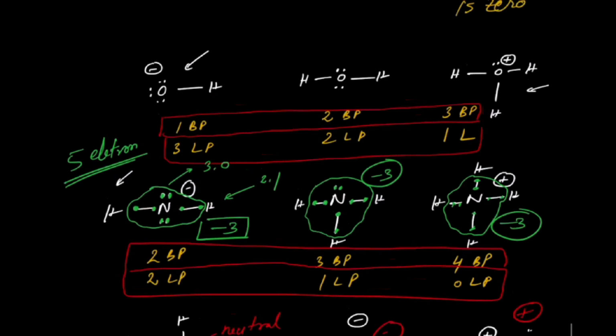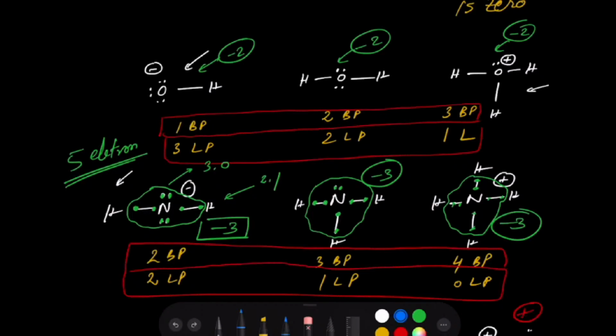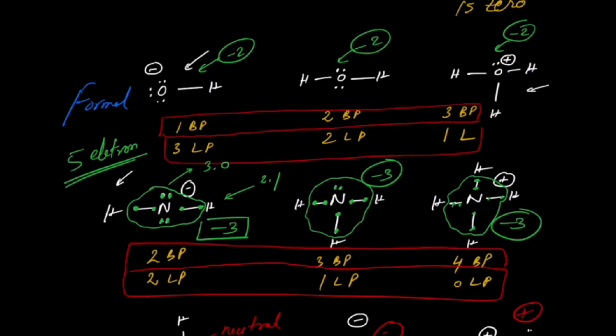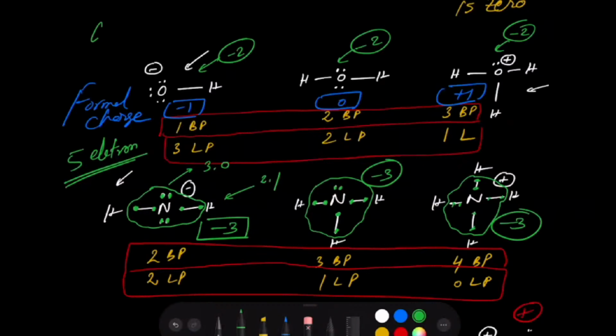Observe, oxidation state of oxygen was always -2 here, correct? But formal charge was -1 here. I'll write formal charge in blue color. So formal charge was -1 here, it was 0 here, and it was +1 here. Whereas oxidation state was always -2.